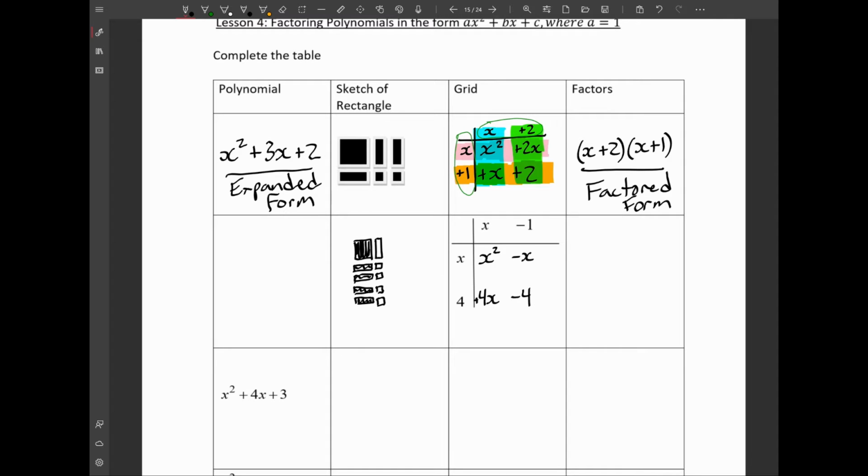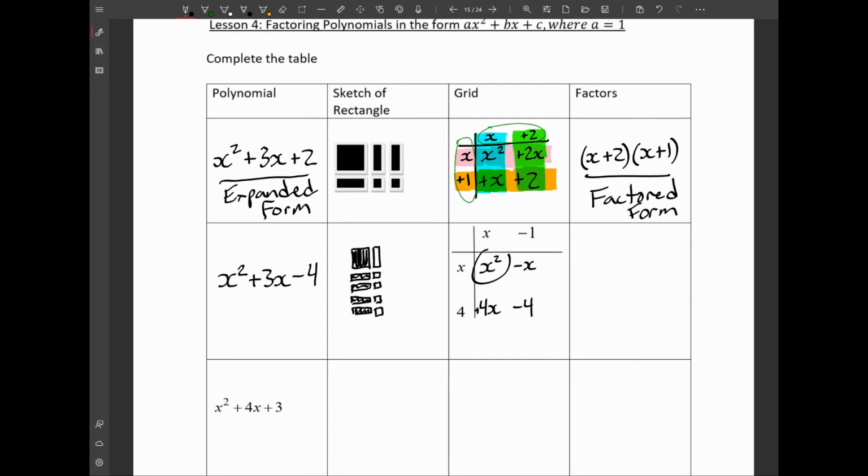So we can see that our polynomial is, well, one x squared tile. We have 4 x tiles and 1 negative x tile. So those come together to make 3x. And we have 4 little negative ones, so minus 4. We could have accomplished that with the grid as well. We have x squared, minus 4, and these two we add together, because they're common, to get 3x.